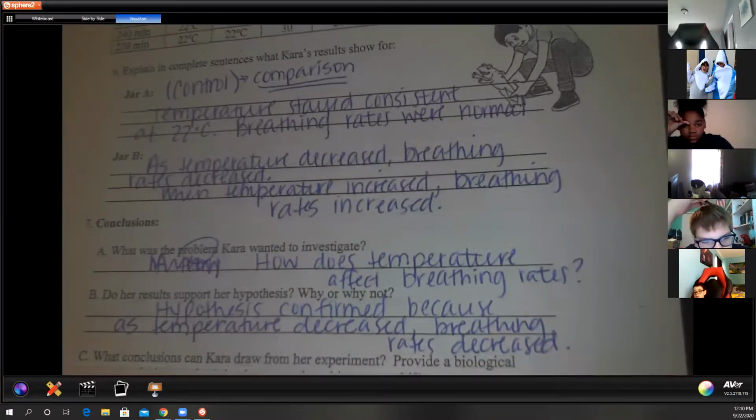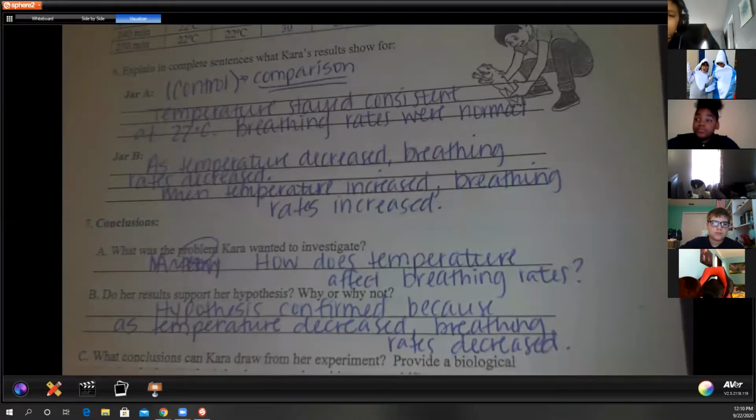And our breathing rates decrease when we sleep. That doesn't mean we stop breathing, but is anybody sleeping like this and breathing like this? Sometimes. No, if you're having a nightmare, right? Like you just wake up out of nowhere.